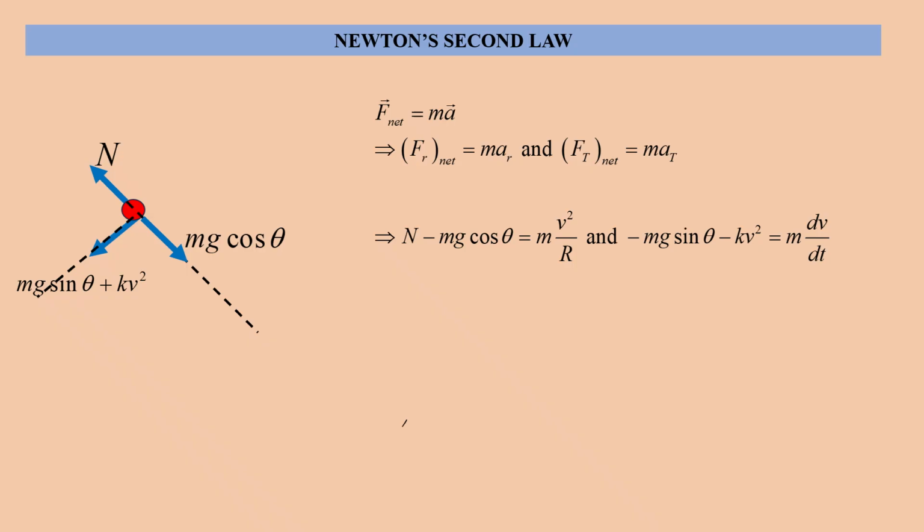So in our case, Newton's second law gives us two force equations along radial and tangential directions. They are N minus mg cos theta equals mv square over r, and minus mg sin theta minus kv square equals m times dv over dt. The next step is to solve these equations.